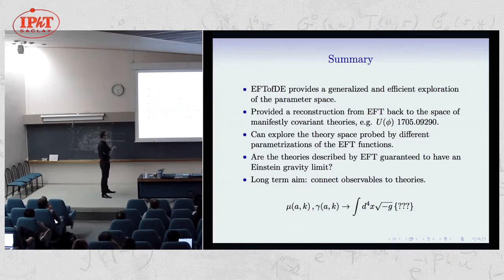A few other applications we're working on: are they guaranteed to even have an Einstein gravity limit? If you pick a particular IPhT parameterization, is the theory that you're actually describing with that screenable? And I guess long term, I should say from data, because with the reconstruction you can do this. But given this mu and gamma, what can you say about this, rather than starting from here and computing mu and gamma?